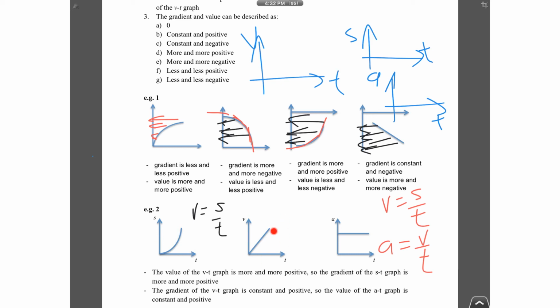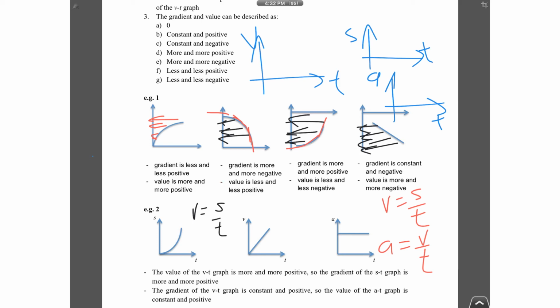Since I'm given this graph, I want to change to here. So I need to look at what? According to my formula, I must look at value or gradient. This value. Isn't it value? Just V by itself? So you look at value. So can you describe the value for me? From here to here, describe the value. More and more positive.